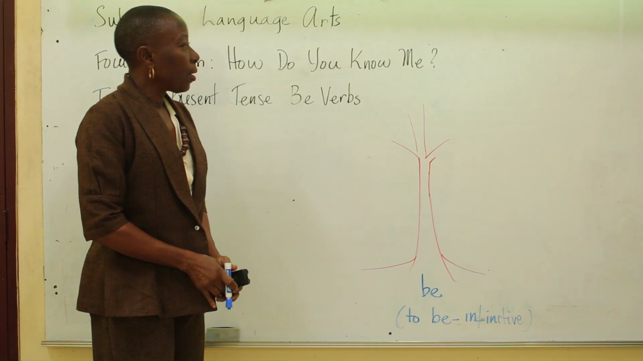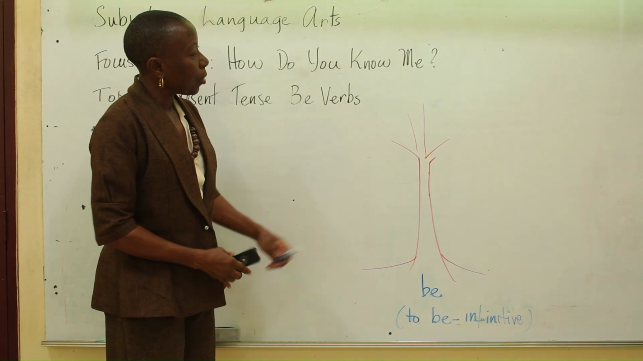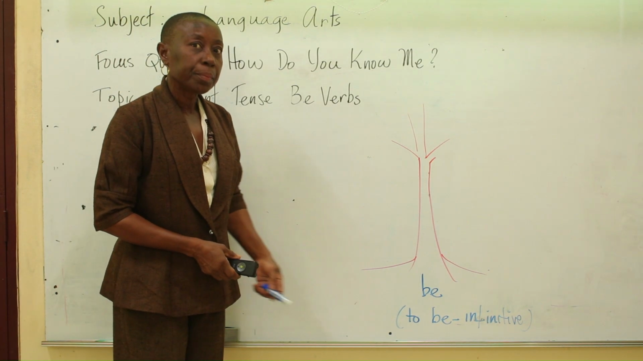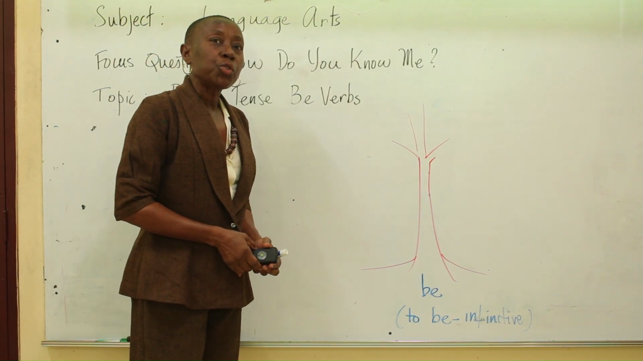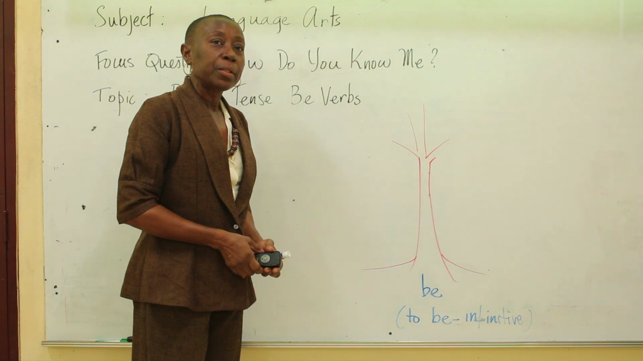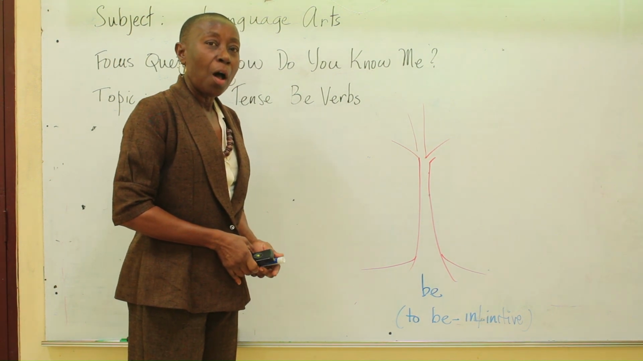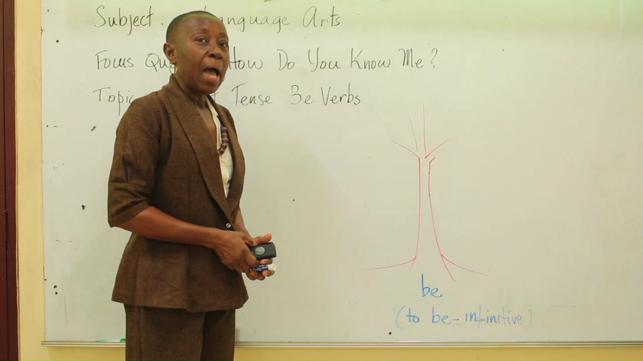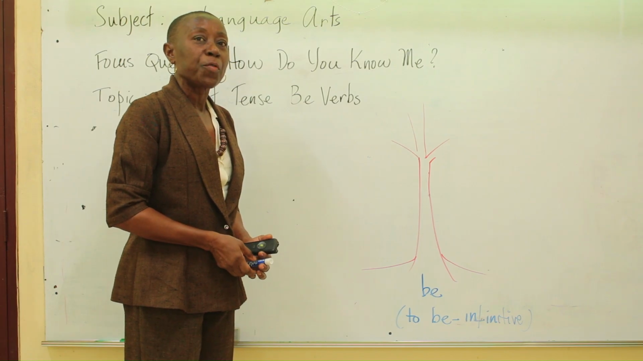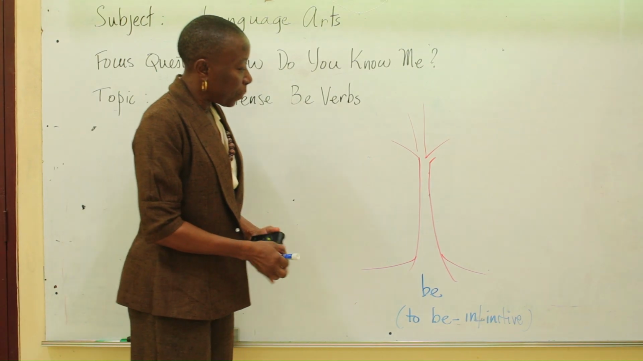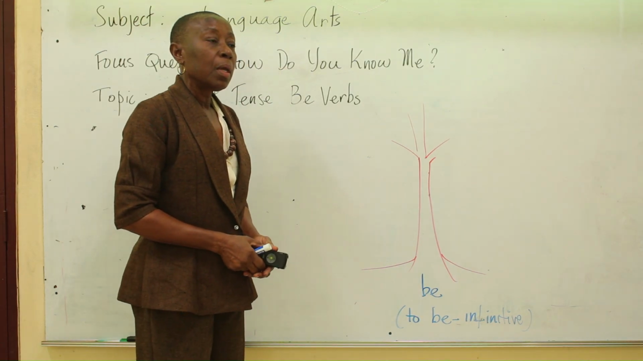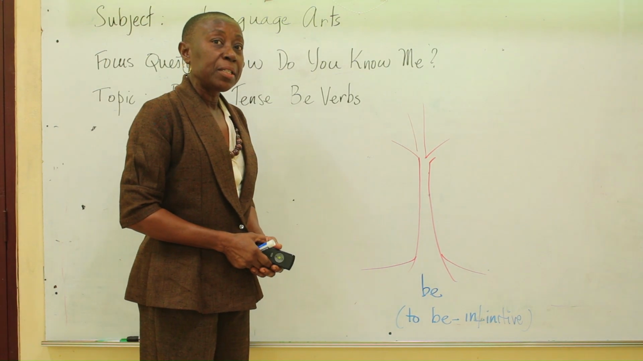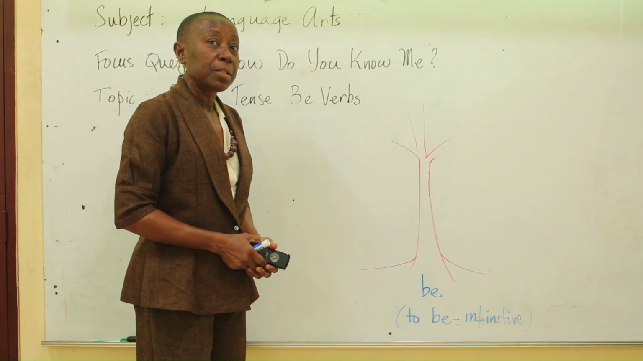Over here, we have what I call our verb tree. Why do I use a tree? I use the tree to show you the root form of the verb be, and out of it comes several verbs. For example, be is present tense and it shows to exist.